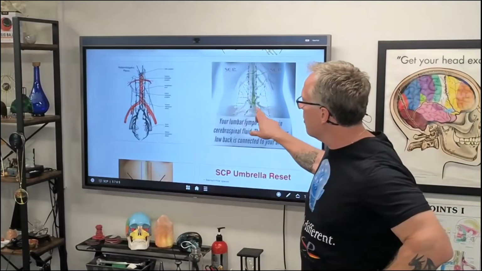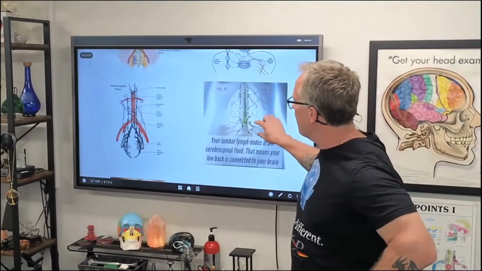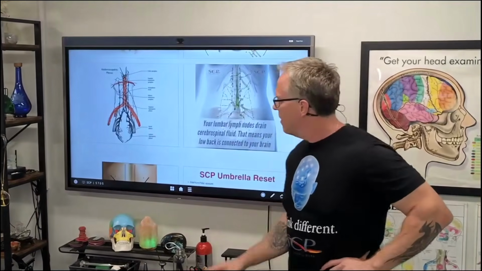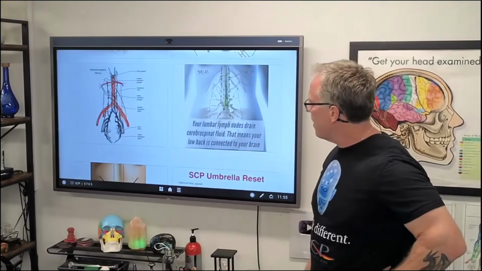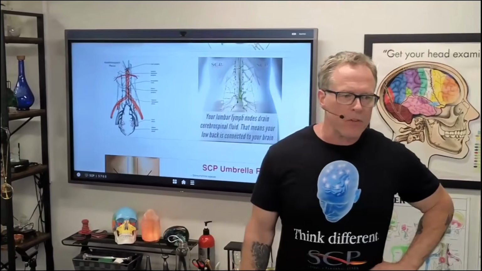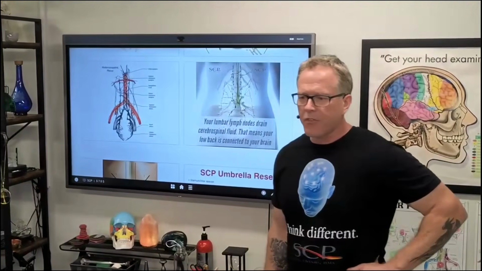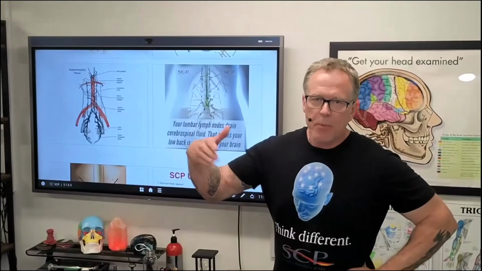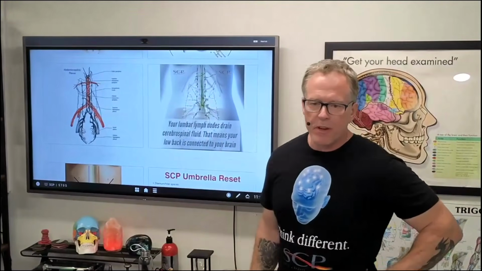Just want to go over a few more slides. One of the most important ones here is this one. Okay. Your lumbar lymph nodes drain cerebrospinal fluid because, yes, your cerebrospinal fluid, that's the fluid that goes around your brain and your spinal cord and your spinal nerve roots, interacts with the fluid of the lymphatics. So there's no separation between these fluids. I really want you to understand that.